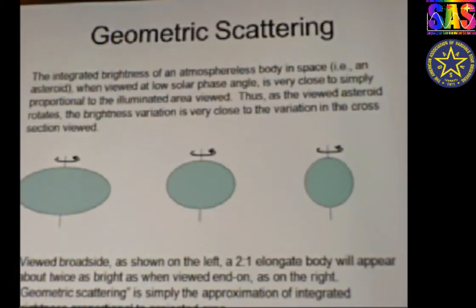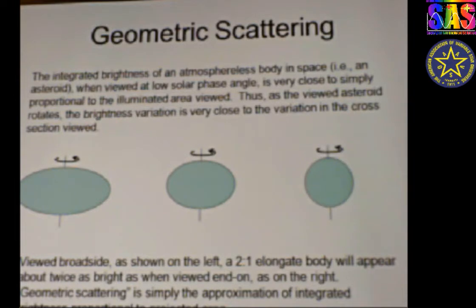Let me see here if I got this right. Okay, the first thing we do is we make an assumption for this simple analysis of what's called geometric scattering. That is, that the intensity of the light that you see from an object is proportional to the cross-sectional area at the moment you measure it. So if you're looking at a broadside, as in the left image there, of an ellipsoid, you're seeing a bigger area, and as it rotates around, it gets smaller and smaller until you're looking end on, 90 degrees around.